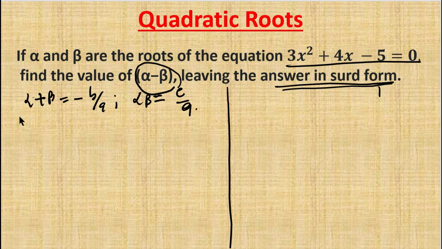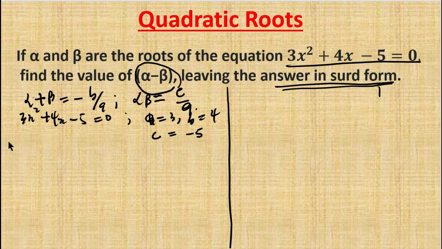Already, we know that if this is 3x squared plus 4x minus 5 equals 0, we know that my a, let's start with a, will be equal to 3, my b will be equal to 4, and my c will be equal to minus 5.